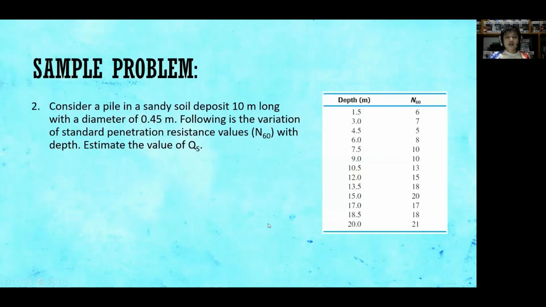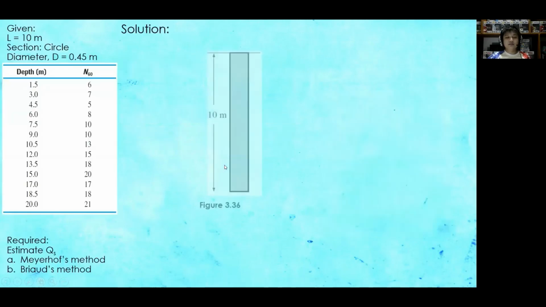So let's take, therefore, the second problem. For problem number 2, consider a pile in a sandy soil deposit 10 meters long with a diameter of 0.45 meter. Following is the variation of standard penetration resistance values, or N60. With that, estimate the value of Q sub S. So we are required only of what is the value of Q sub S.